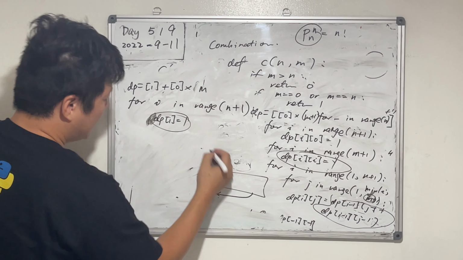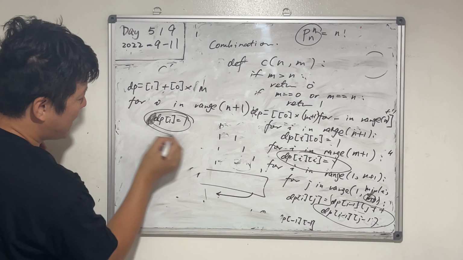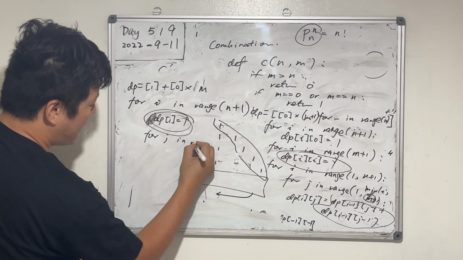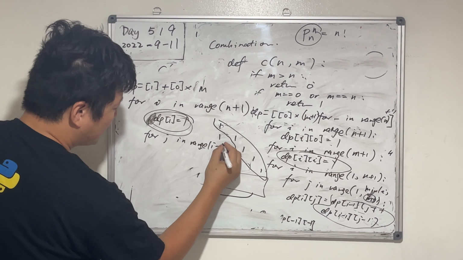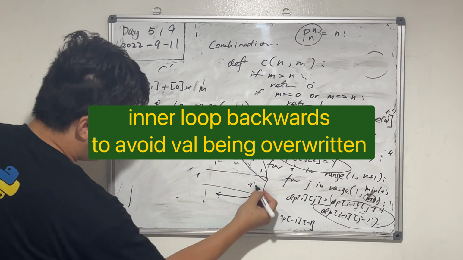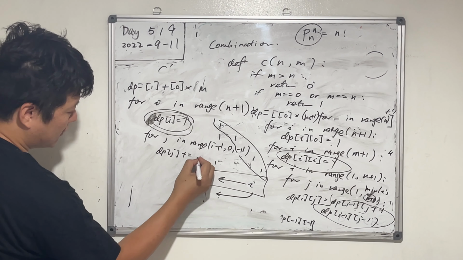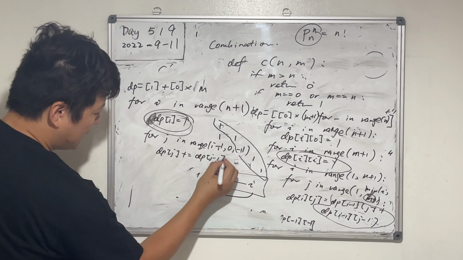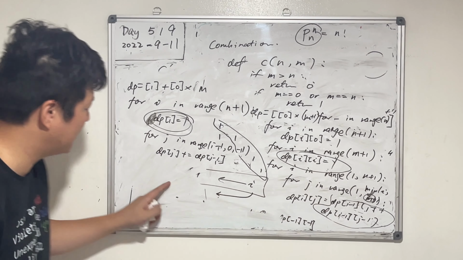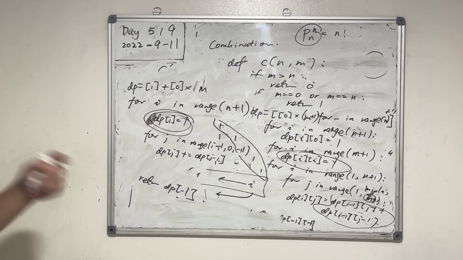So remember, the Pascal triangle 1, 1, 1, 1, 1, 1, 1, 1. This dp[i] is setting these. For j in range i minus 1 till 0 minus 1, so I go from i backwards. Then dp[j] plus equal dp[j-1]. So this is basically saying dp[i-1][j] plus dp[i-1][j-1]. And then return dp, the last value, which is the same as dp[m].